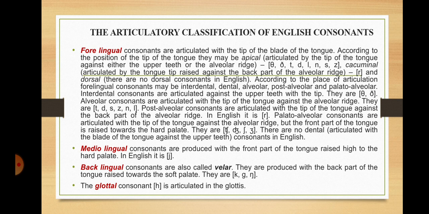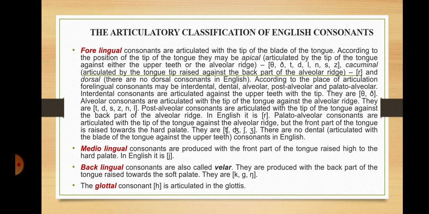According to the place of articulation, forelingual consonants may be interdental, dental, alveolar, post-alveolar, and palatal-alveolar. Interdental consonants are articulated against the upper teeth with the tip. They are th, th. Alveolar consonants are articulated with the tip of the tongue against the alveolar ridge. They are t, d, s, z, n, l.